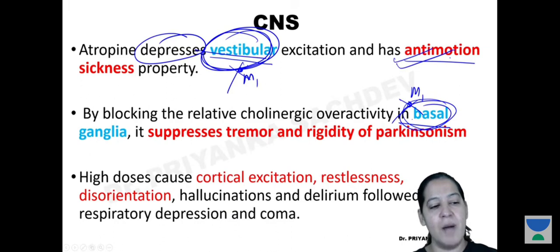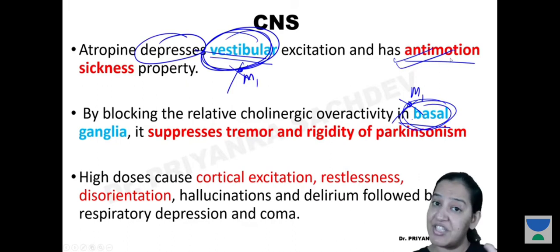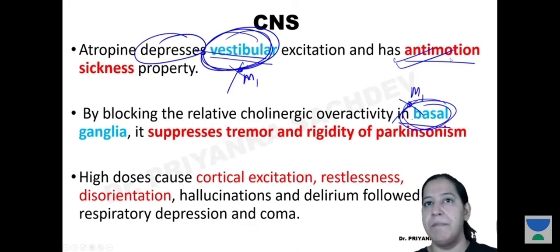Name one drug among them. From the classification, which drug are we using for anti-motion sickness? We do not use all drugs. We use hyoscine. Typically hyoscine tablets are available for anti-motion sickness. Hyoscine patches are also available, a transdermal patch for anti-motion sickness.